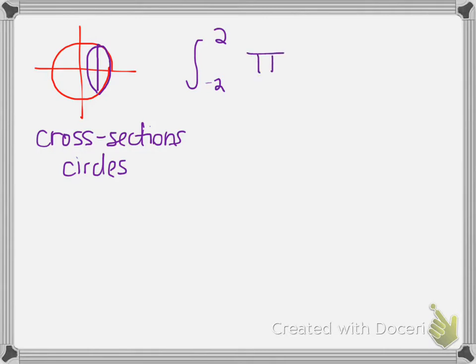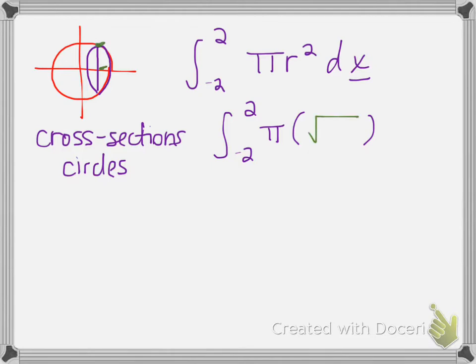I know that the area of a circle is pi r squared. Since it's perpendicular to the x-axis, we do it in terms of x. There will be a time we do it in terms of y, but we'll talk about that later. So the radius is just the distance from here to here, which we found out previously was the square root of 4 minus x squared. And so that's pi r squared.